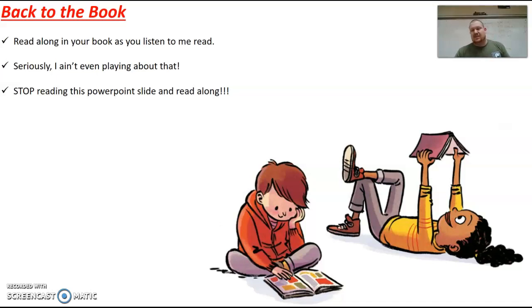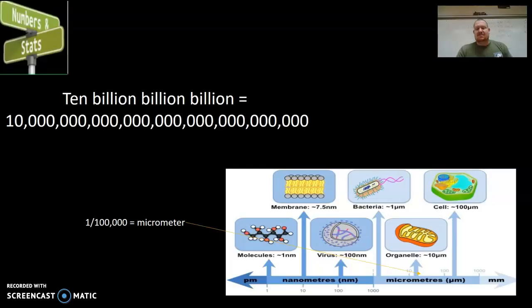So you're about to lose me. You got about half a page left to go. All right, before you go, I'll leave you with this number: 10 billion billion. You get to see it right there. 1/1000th of a micrometer. And I'm out in 5. It's about to cut me off. Keep reading. Check it out. We'll talk about it in a minute.